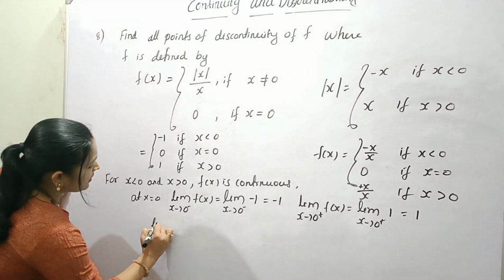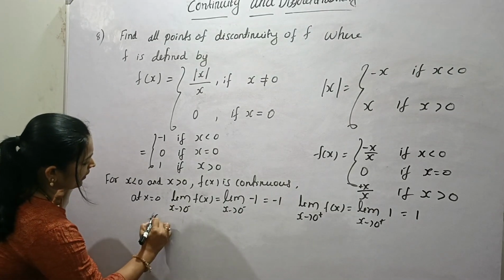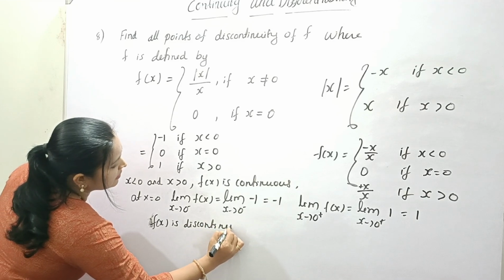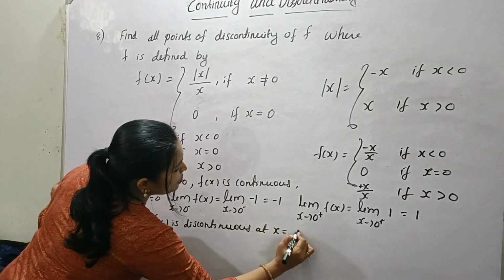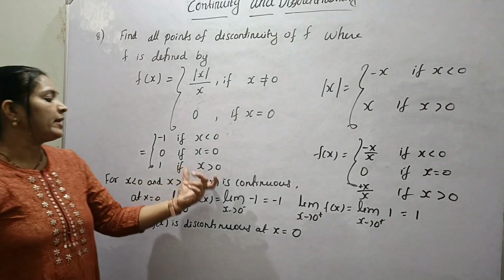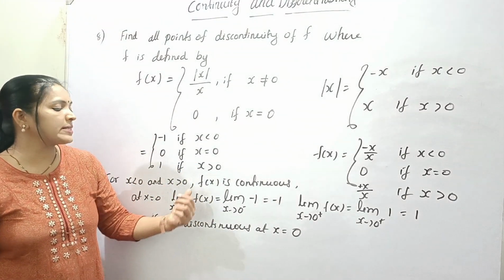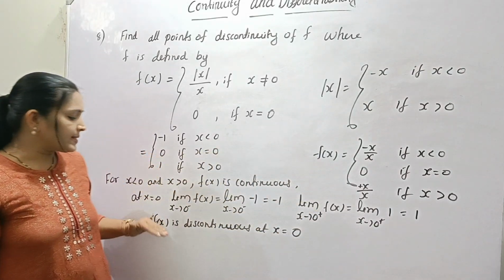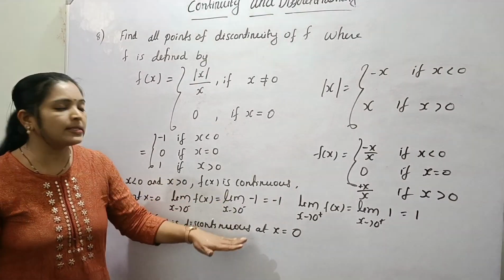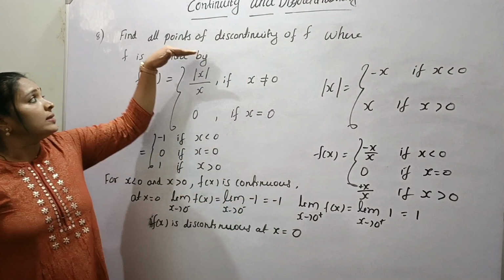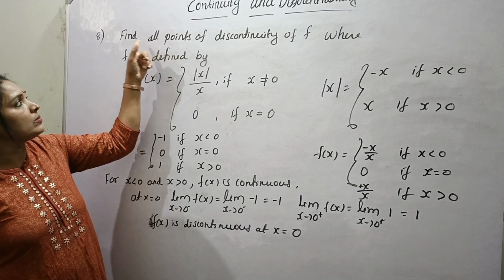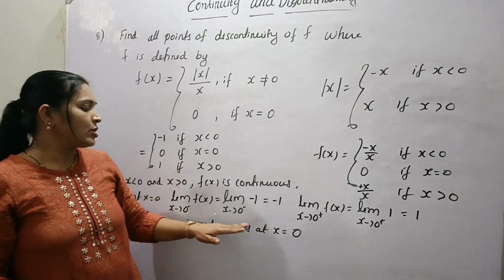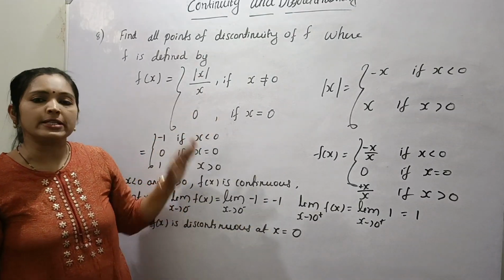Okay. Here f of x is discontinuous at x is equal to 0. Okay, you can write left hand limit, that is limit x tends to 0 minus f of x, not equal to limit x tends to 0 plus f of x. Hence f of x is discontinuous at x is equal to 0. Okay, that one we had to find, because we need all points of discontinuity, at which point the function is discontinuous. So at x is equal to 0, this function is discontinuous.